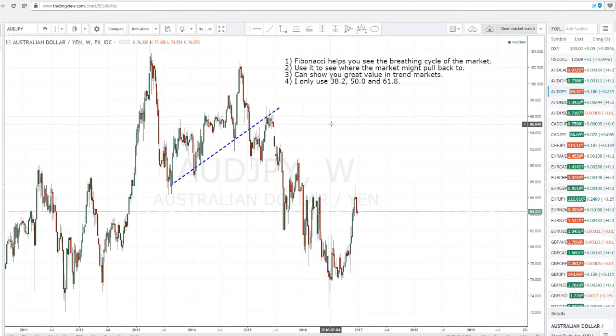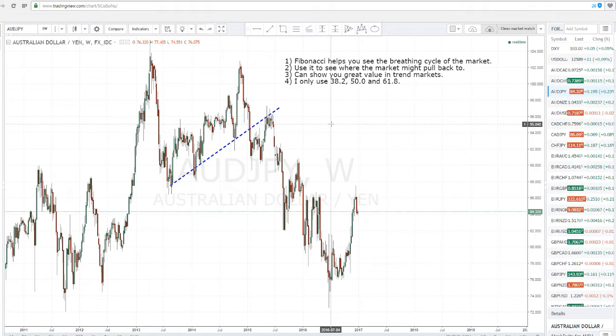Today I want to show you how I use the Fibonacci retracement to identify the breathing cycle of the marketplace. The advantage of seeing this is when you see a trend change, you would obviously look for a pullback to value to enter once you see the trend change has actually happened.